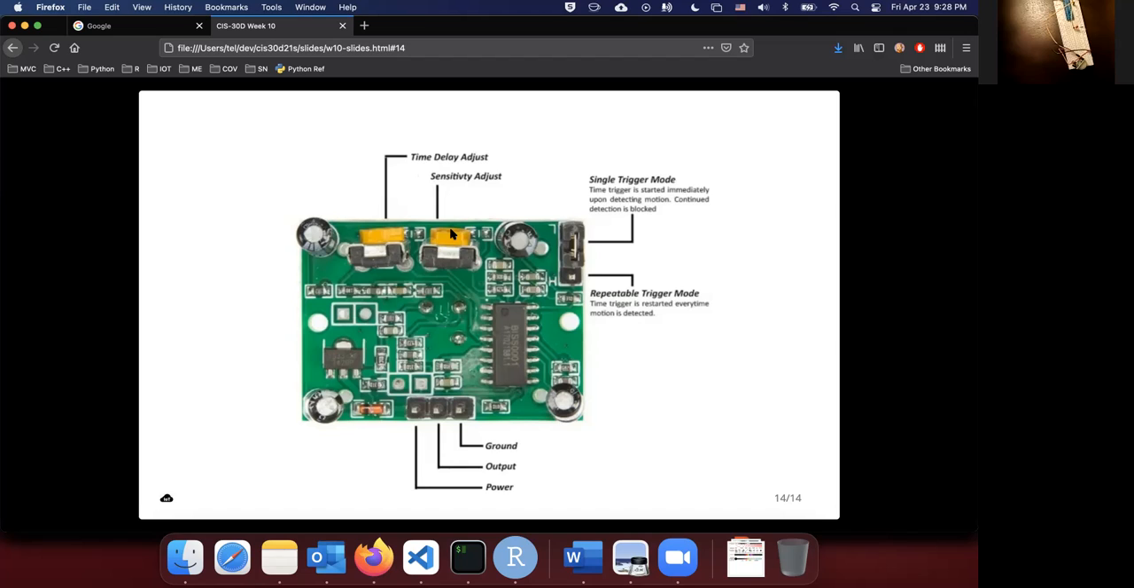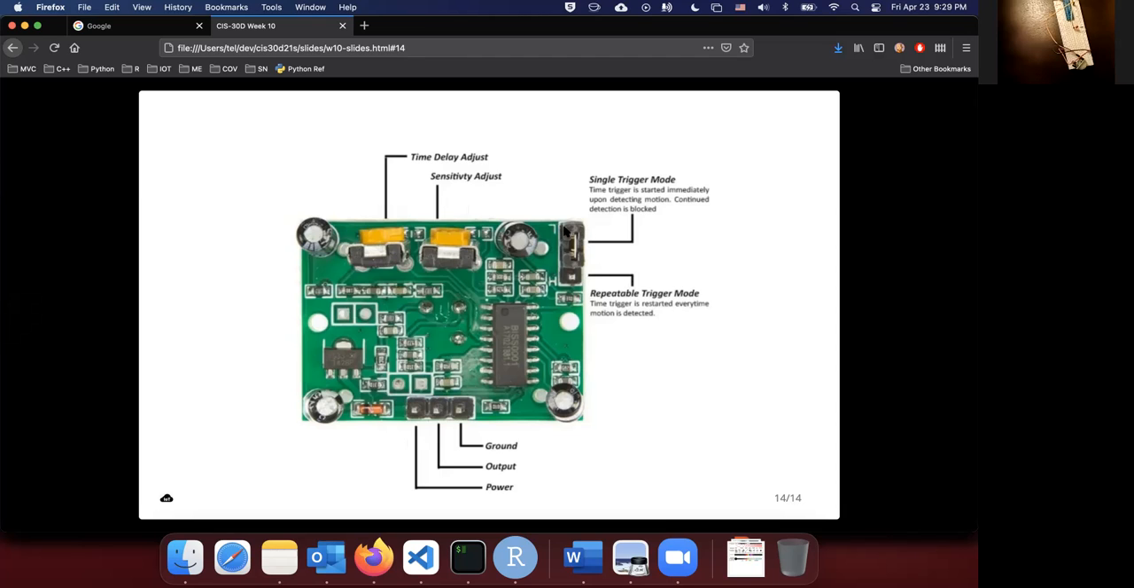For our purposes, we probably don't need to adjust these. I mean, if you actually use this in a project, you may want to fine tune this to your liking. So this is for sensitivity adjustment. And there's 3 pins here: ground, the signal output, and then the power, okay? And there's a couple of pins over here, actually.